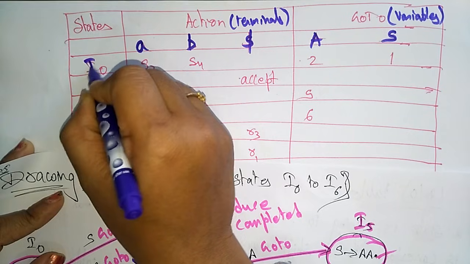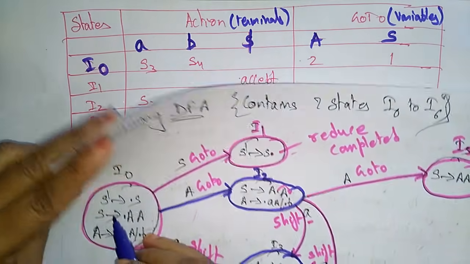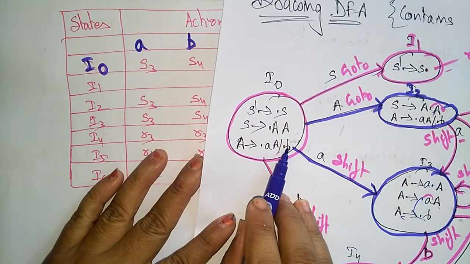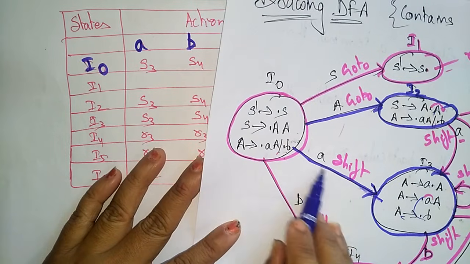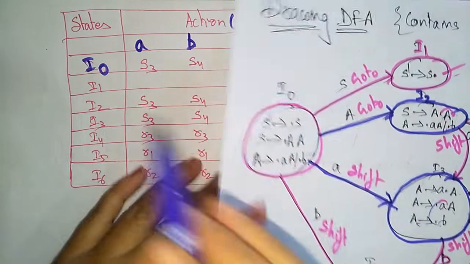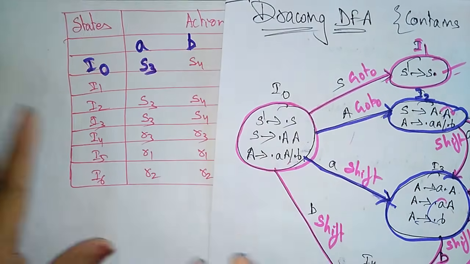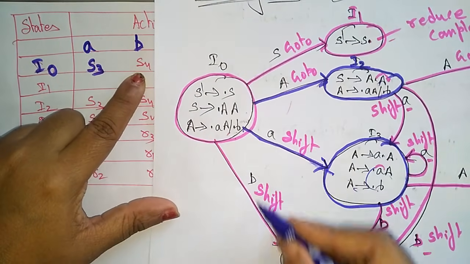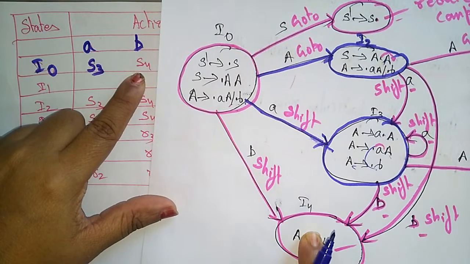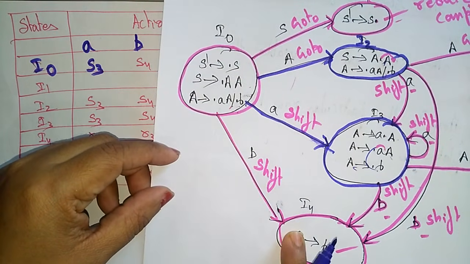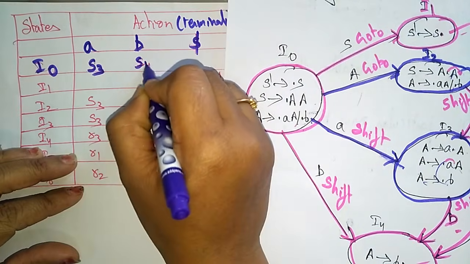Let's take the first state, I0. On input a, I0 is shifting to I3, so you need to write S3. And on b, I0 is going to the I4 state, so it is shifting, and for shifting you write S4. There is no dollar.